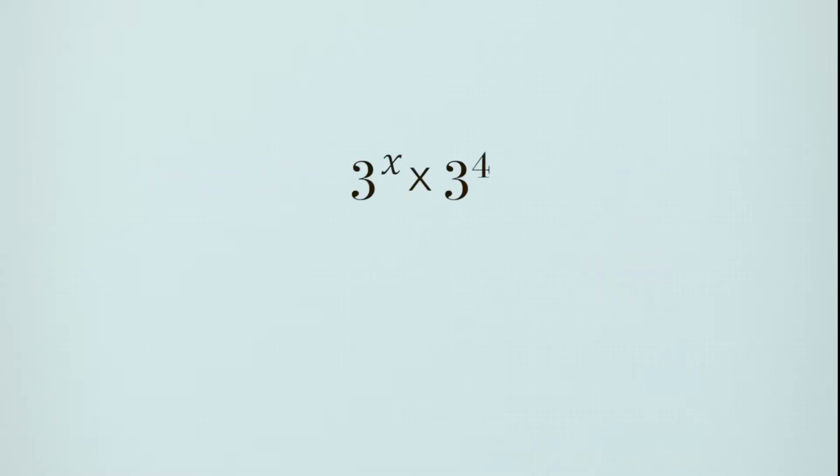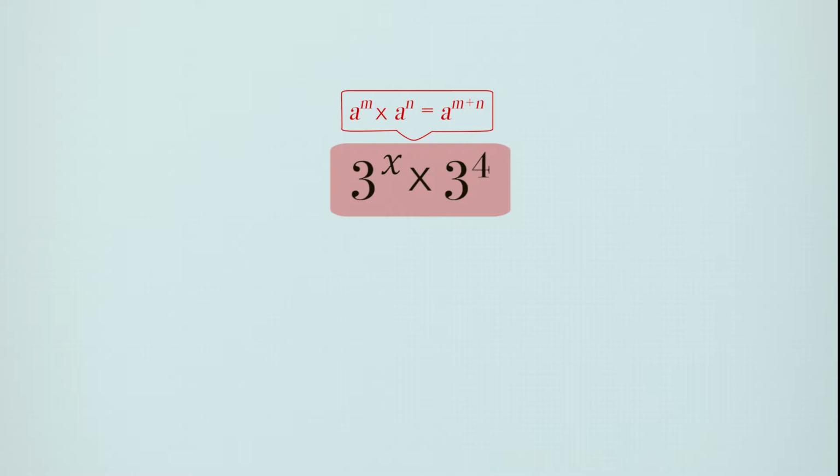Let's look at a similar expression. How can we simplify it? Are the bases the same? Yes, the bases are the same, which is 3. This means that we can again add the indices using this law of indices. 3 to the power of x times 3 to the power of 4 is just 3 to the power of x plus 4.